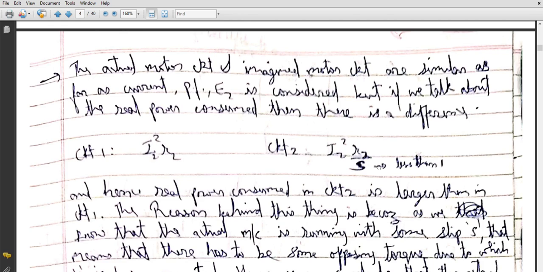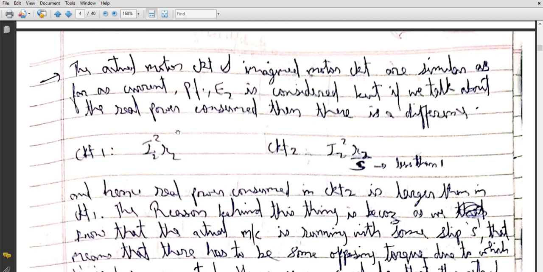It is rotating that shaft and that external load. In circuit 1, I2 square into R2 is just rotor ohmic loss. Now this circuit 2 power is the rotor ohmic loss as well as the mechanical power. So that is why these two powers are not different. Both these circuits are producing the same active power. That's why we say that both these circuits are the same.